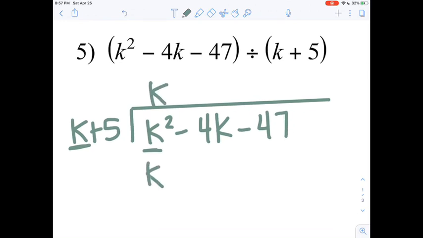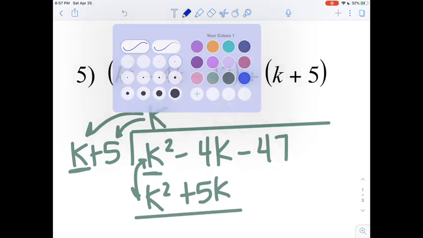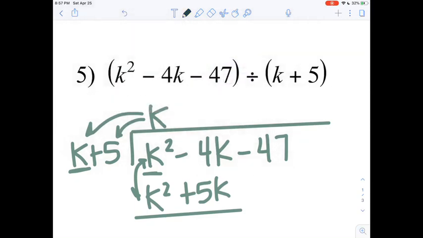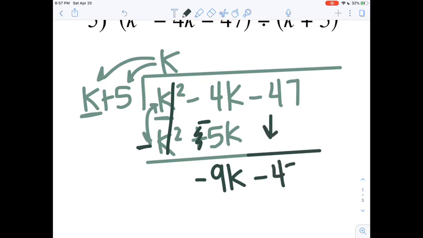So k times k is k squared. If you're not getting these to match, then you're doing something wrong. Okay, so k times k, that's k squared. Then I got to do k times 5, that's positive 5k. Then when you subtract, you have to subtract both terms. So minus k squared, and this becomes now minus 5k. So these cancel, and I have negative 9k. And then we need to drop down this negative 47.